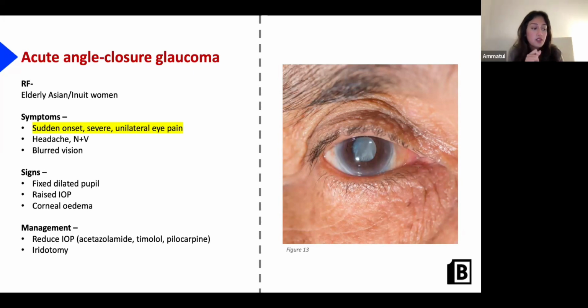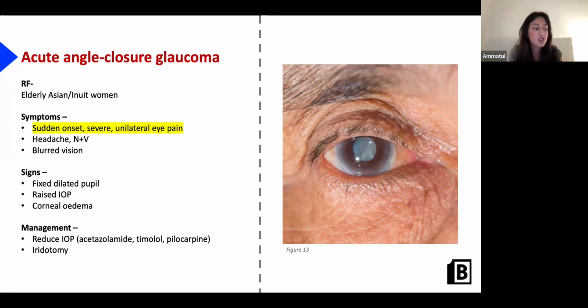Symptoms include sudden onset, severe unilateral eye pain, and this can be accompanied by a headache, nausea, and vomiting. There is blurring of the vision, there's reduced visual acuity, and you'll see a classic fixed dilated pupil. If you were to perform a slit lamp examination, it would show cupping of the optic disc, and tonometry would show a raised IOP, and that's because of the blockage in the draining system.